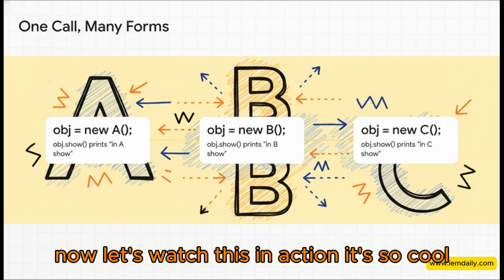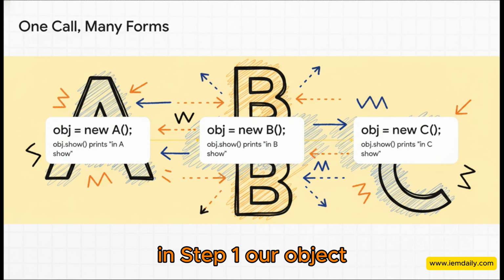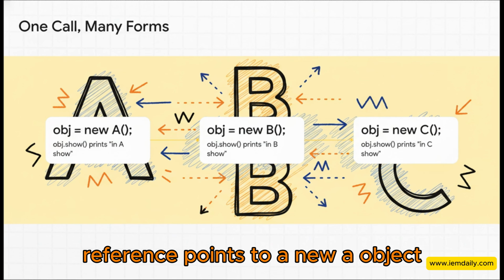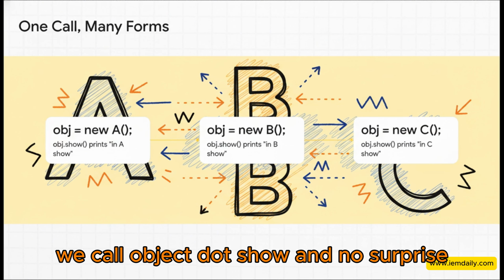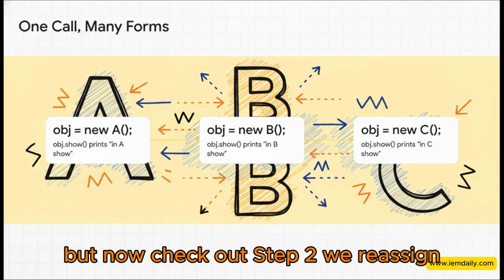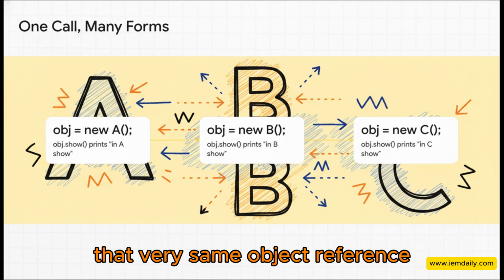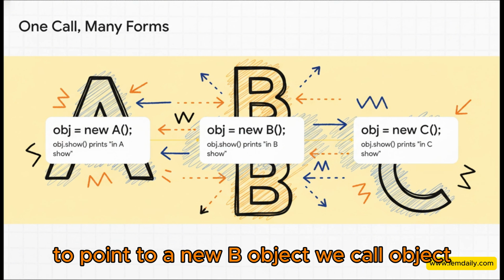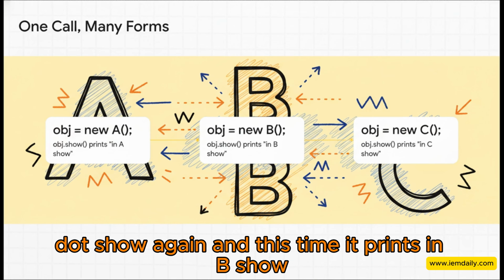Now, let's watch this in action. It's so cool. In step 1, our object reference points to a new A object. We call object.show, and no surprise, it prints "in A show." Makes total sense. But now check out step 2. We reassign that very same object reference to point to a new B object. We call object.show again, and this time it prints "in B show."